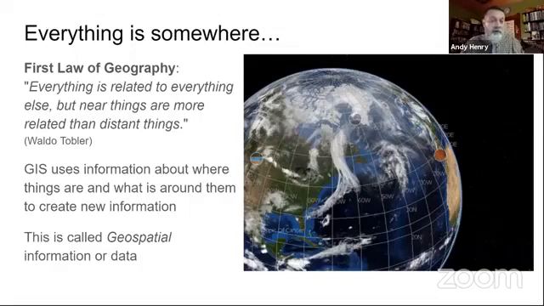Languages are more similar locally than they are at a distance. Species tend to be similar locally, you'll have similar groups of species, but as you move away, you get into different things. It really works in all kinds of venues. So what GIS does is it takes information about where things are and looks at what's around them. Then you can use analysis on those different types of information and create new information. That's the really powerful part of it, and that's called geospatial information or data.